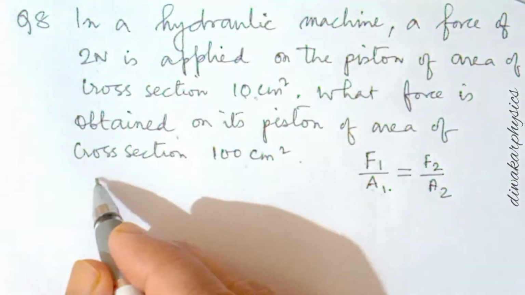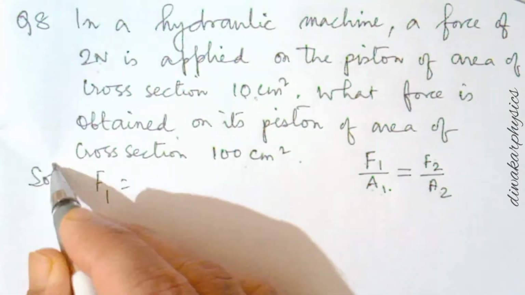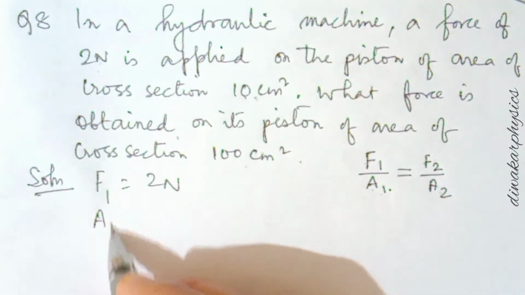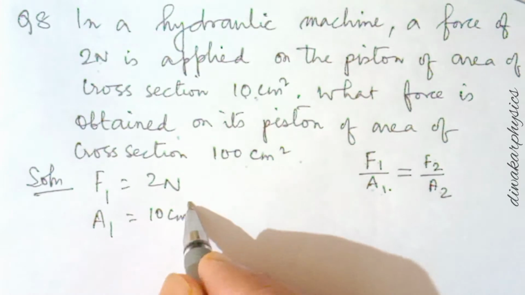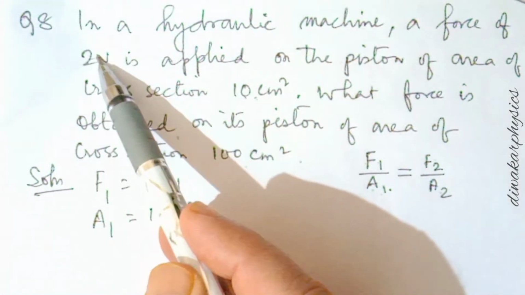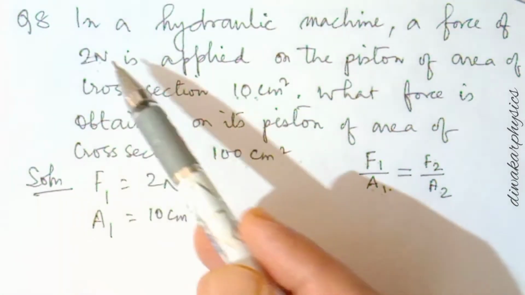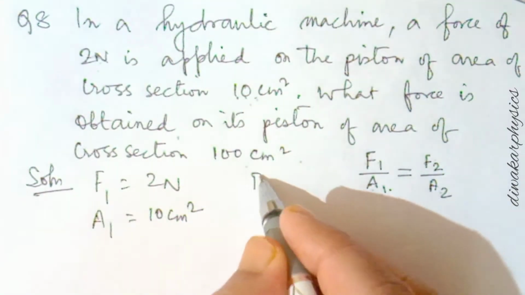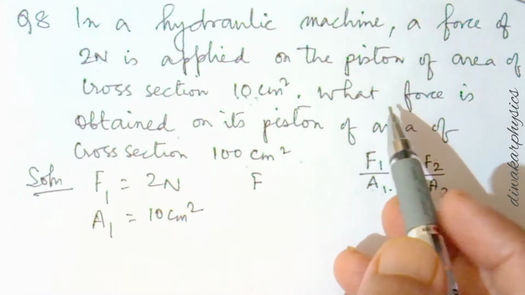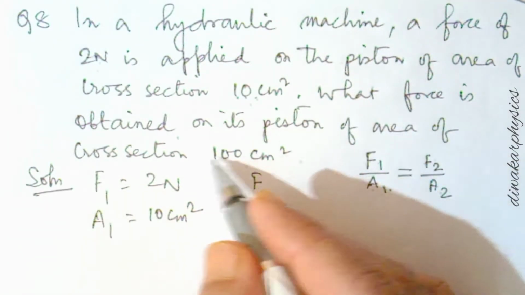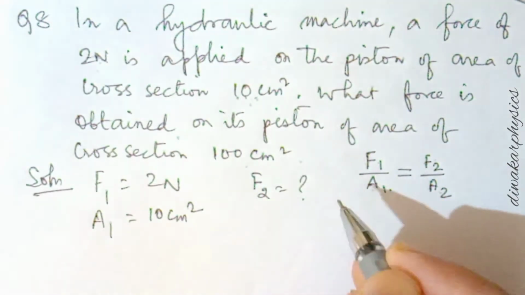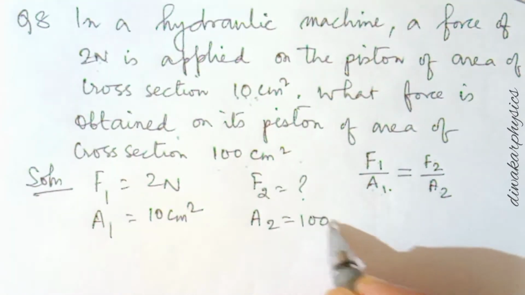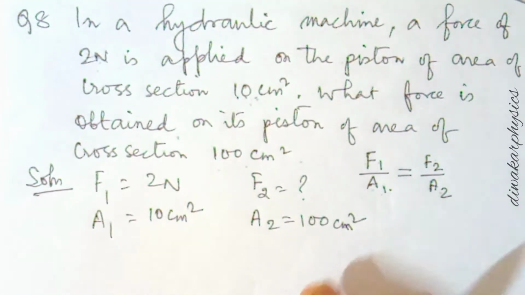So if I take this F1 as 2 Newton, then I have to take this as area 1, 10 centimeter square, because this force is acting over this area, F1, A1. So don't take this A2 like that. So this you have to maintain. Rest very simple. Now what force is obtained on the piston of area 100 centimeter square? F2, you don't know. Then where is this F2 acting? Over this area. Then A2 must be 100 centimeters square. So this you have to maintain.